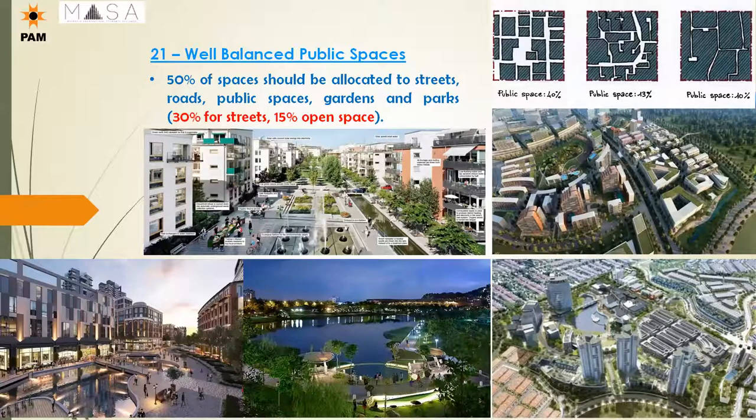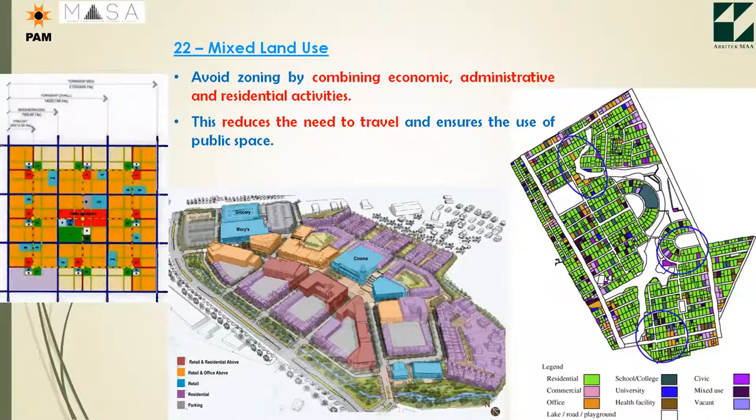Then we have to encourage a mix of land use. It's become a very popular thing that happened in Paris. They start to do this kind of mixed use. They no longer concentrate one area all commercial, another area solely residential, and another one industrial. So what you're trying to encourage is mixed land use, where you have the commercial together with the residents and other things, combining the economic, administrative, and also the residential activities together.